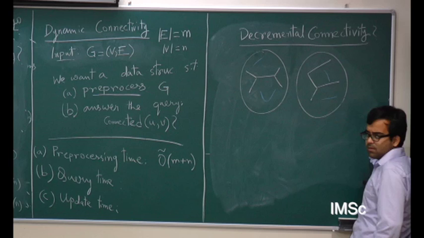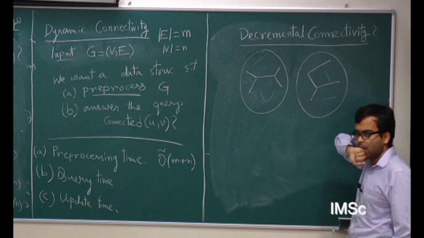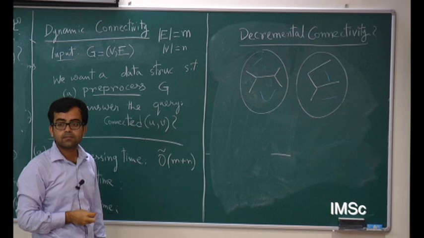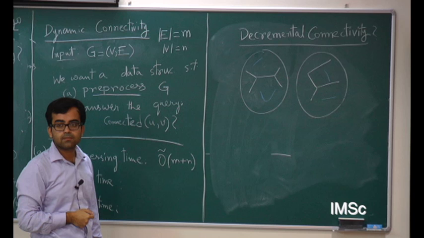So the hard thing is when a tree edge gets deleted. Now, why is this hard? So, I have a question. How do you detect that? You are keeping a data structure. How do you detect that it is a tree edge? Are you keeping a scan for all the edges? How will you detect that particular edge, the tree edge or not tree edge?